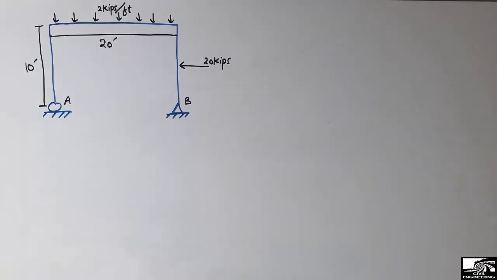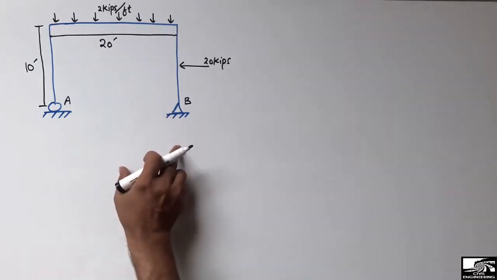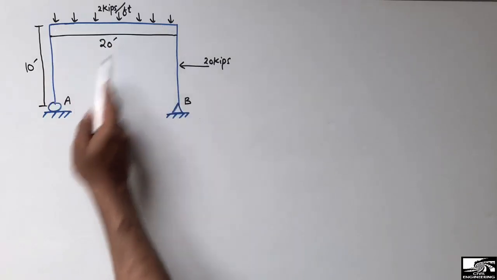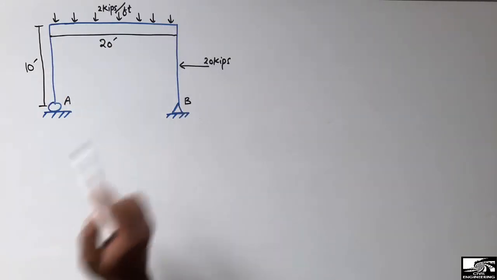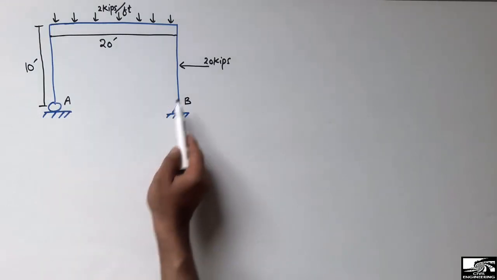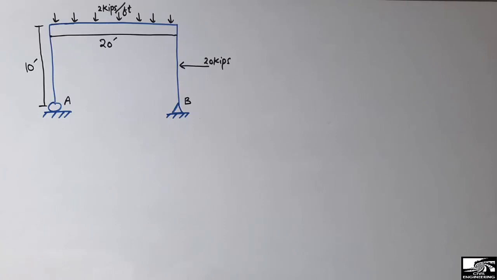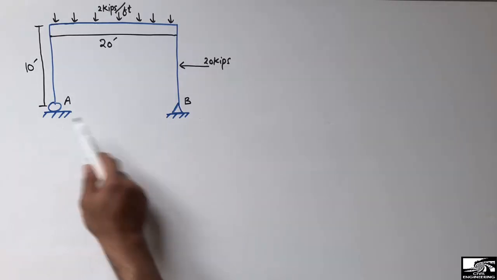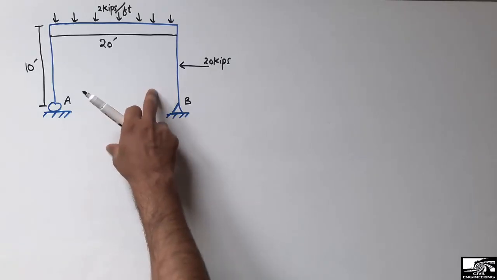Today our lecture is to analyze this simple frame. You can see here this is a frame consisting of one beam and two columns on each side, and the columns are supported by a roller and a hinge support. So I will analyze this frame and find the support reactions, the shear force and bending moment diagram of this frame.